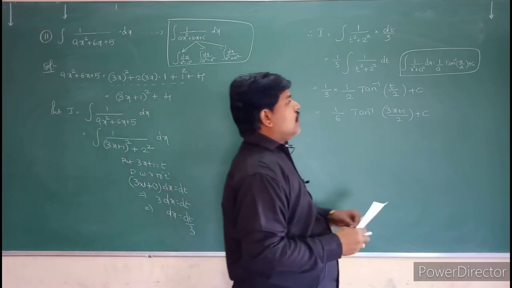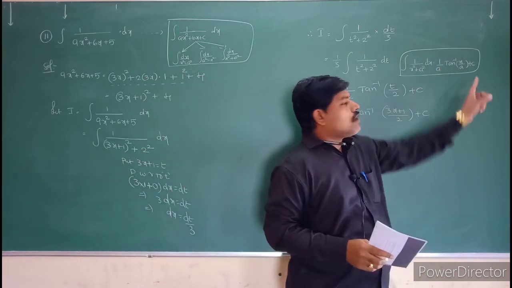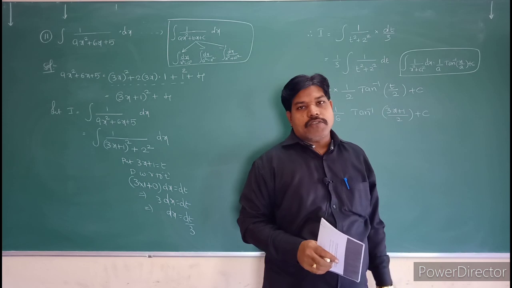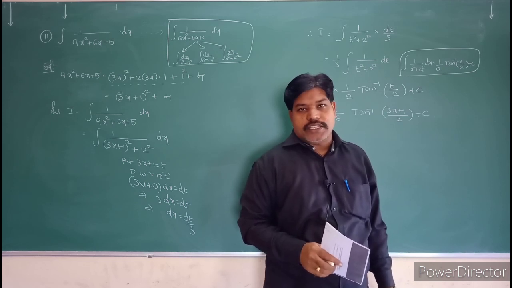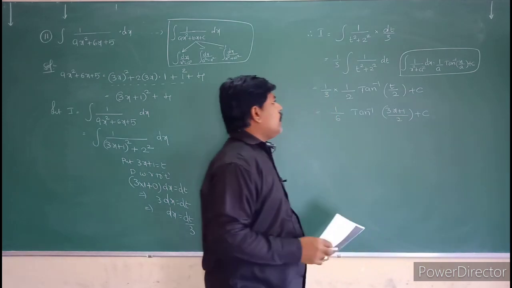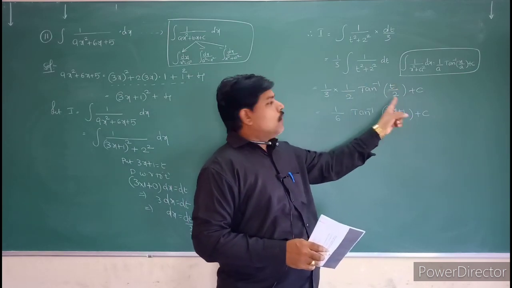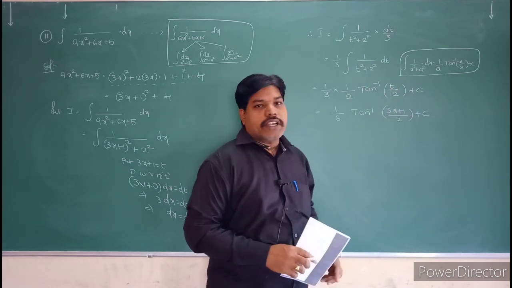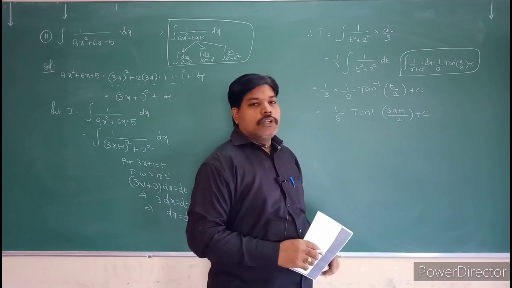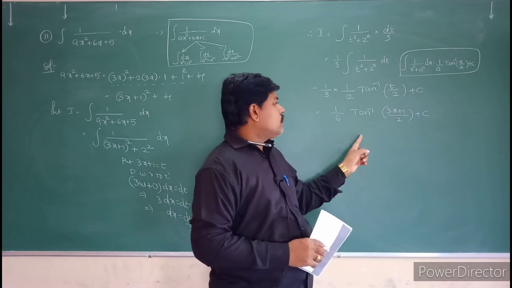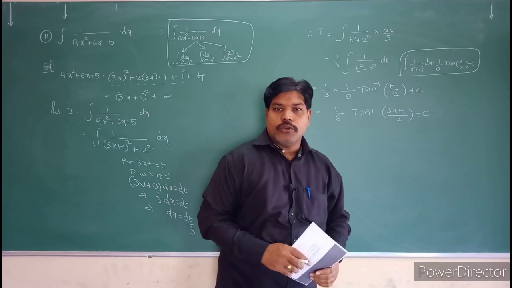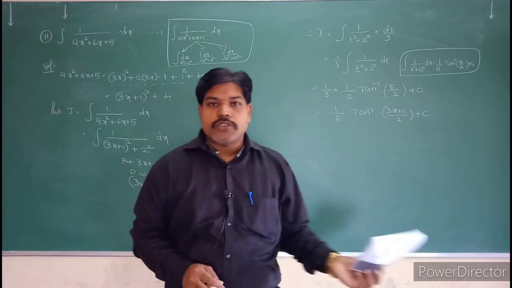So what is that one? 1 by a into tan inverse of x by a plus c. So substitute that value here: 1 by 3 into 1 by 2 into tan inverse of t by 2. What is the t value? T value is nothing but 3x plus 1. Just replace the value, you will get 1 by 6 into tan inverse of 3x plus 1 by 2 plus c. So see that question, students.